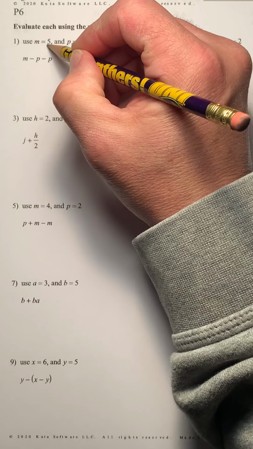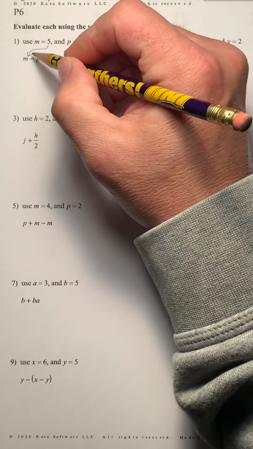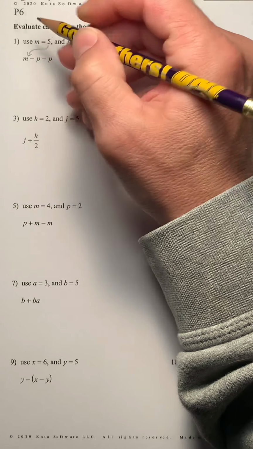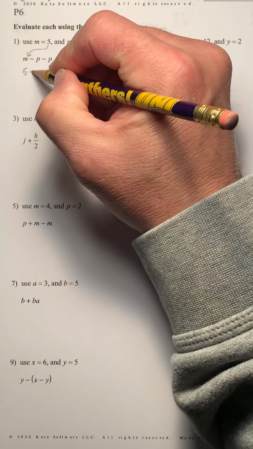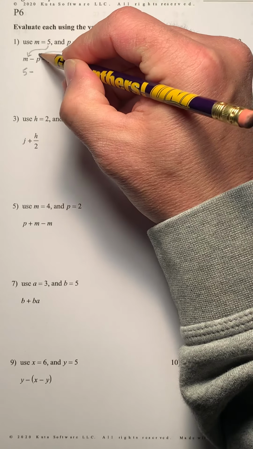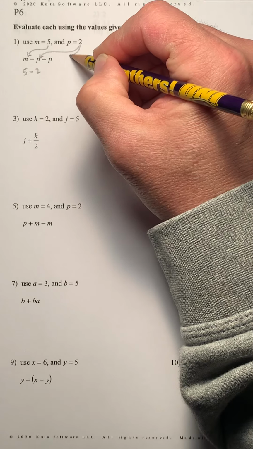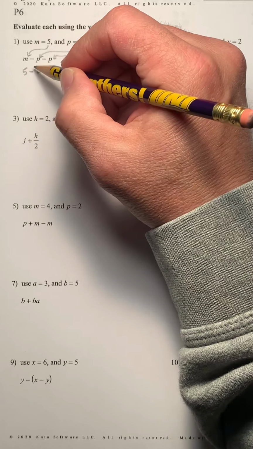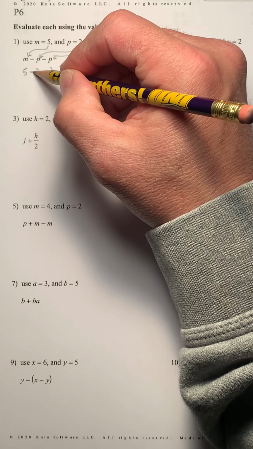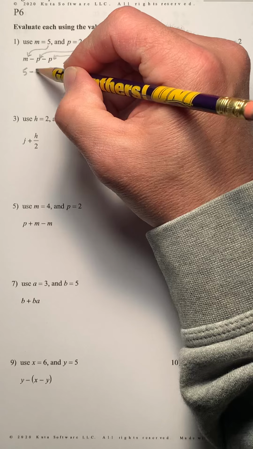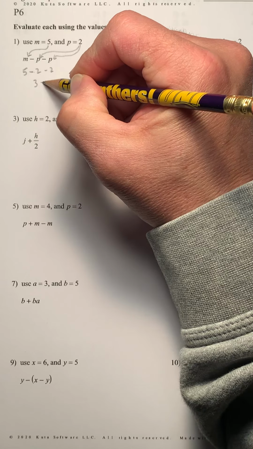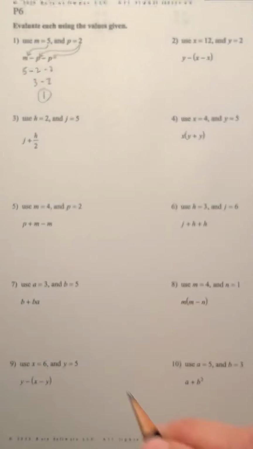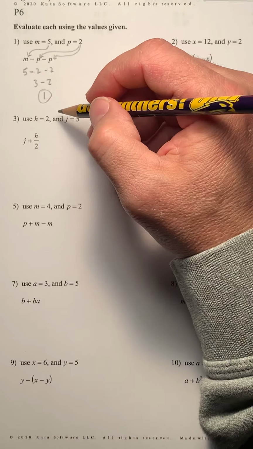So what we do is we simply rewrite m minus p, but instead of putting an m, we're going to put the number that it's equal to. So we make the m a 5, and we make the p a 2, and we make this p a 2. And so we end up with 5 minus 2 minus 2. Order of operations says do the first subtraction and then the second subtraction. So 5 minus 2 is 3. Bring down the minus 2 here. 3 minus 2 is 1. Here's our result.